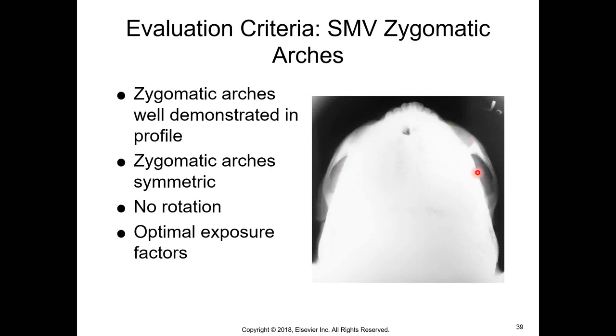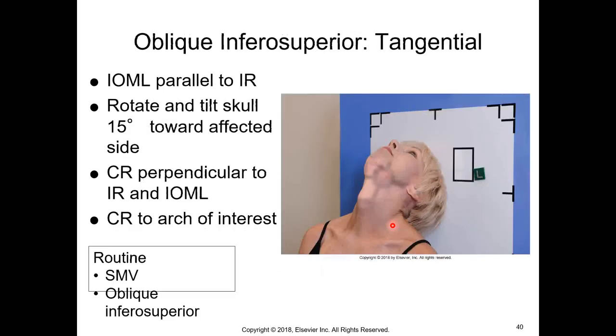And then this is what it looks like. The difference between the zygomatic arch SMV and the skull SMV is really your exposure factor. So you're not going to need higher kVs to penetrate the skull region because you're actually just shooting for these arches out here, which are very small, very thin bones. So the exposure factors are going to be different from the zygomatic arches SMV to the skull or cranium SMV. You want to make sure the arches are well demonstrated in profile, that they're symmetric, that there's no rotation, and that's typically what the SMV looks like for zygomatic arches.